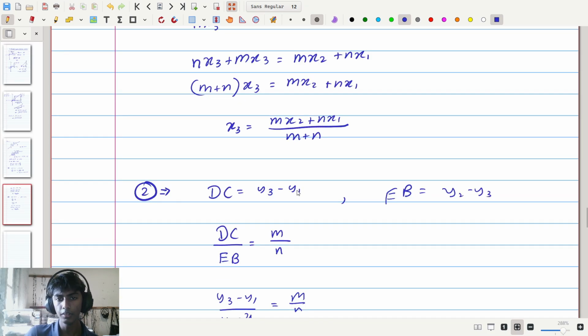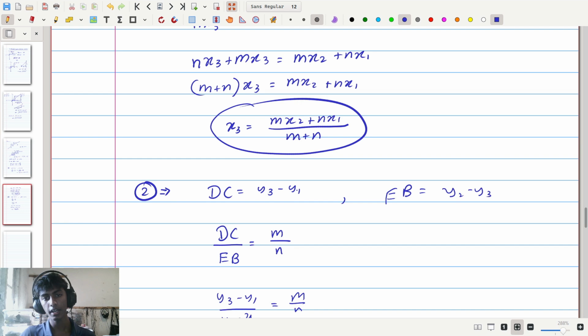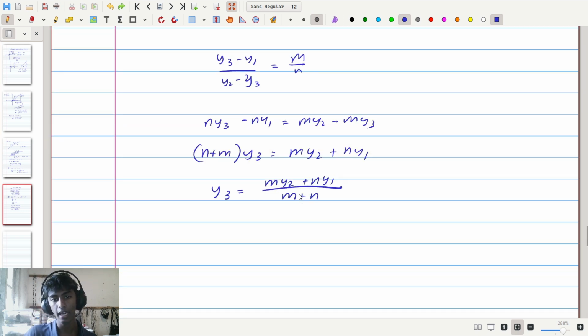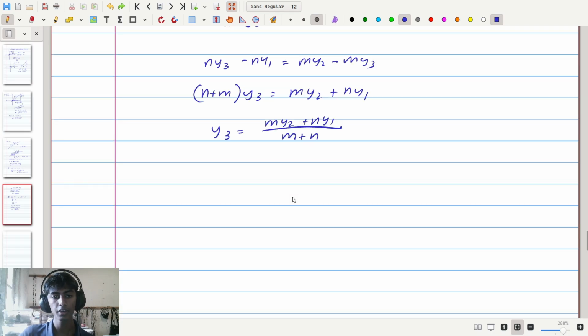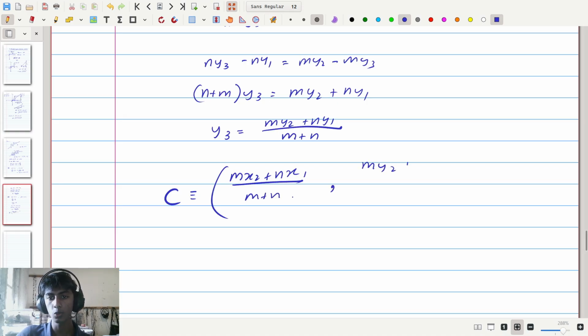So these two have the same exact format. The coordinate x3 and the coordinate y3 have a similar format, as we can see. If we write this in summary, the coordinates of the point C are mx2 plus nx1 divided by m plus n, comma, my2 plus ny1 divided by m plus n.